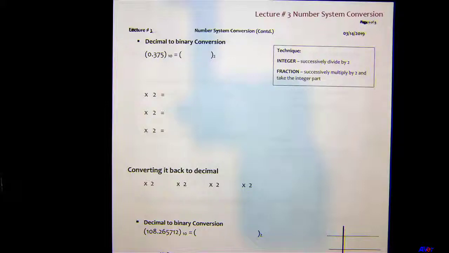Okay, so let's move on to our lecture for today. We are basically going to continue working on number conversion, and we will be focusing on fractions and decimal numbers for today's lecture.